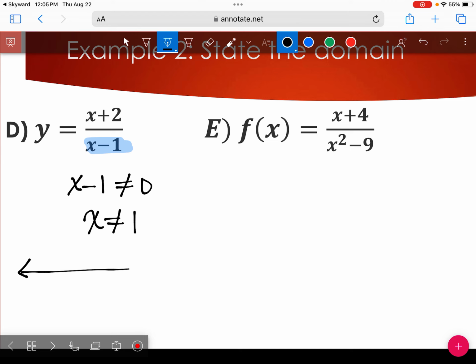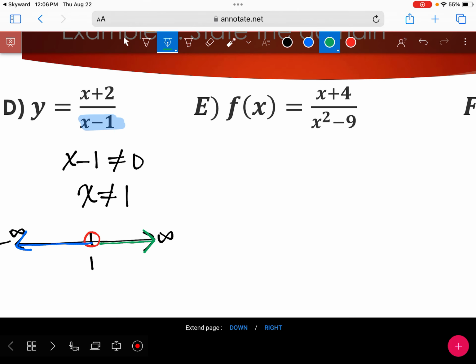So on the number line, let me go ahead and make a little number line. That means at the 1, we have to hop over the 1. There's an open circle. So our domain has 2 intervals. This is my first interval, and this is my second interval. So my first interval would be negative infinity to 1, but remember, it can't equal 1. So am I going to put a parentheses or a bracket on the 1? Parentheses, because it can't equal 1.